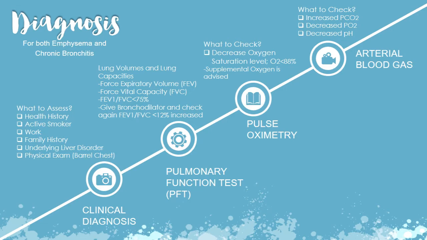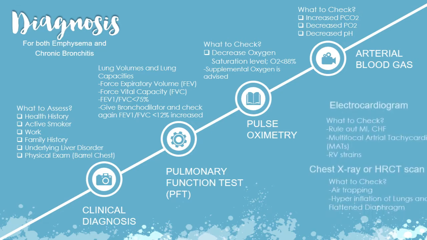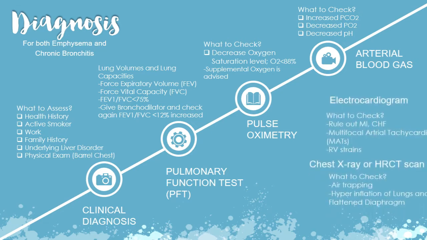We can further conduct tests such as EKG or electrocardiogram. We're going to rule out MI or CHF. A patient who has COPD may show multifocal atrial tachycardia or MAT. Another is that there will be a right ventricular strain. Another possible test that we can conduct is chest X-ray or high-resolution CT scan. We can check if there is air trapping, hyperinflation of the lungs, and a flattened diaphragm.